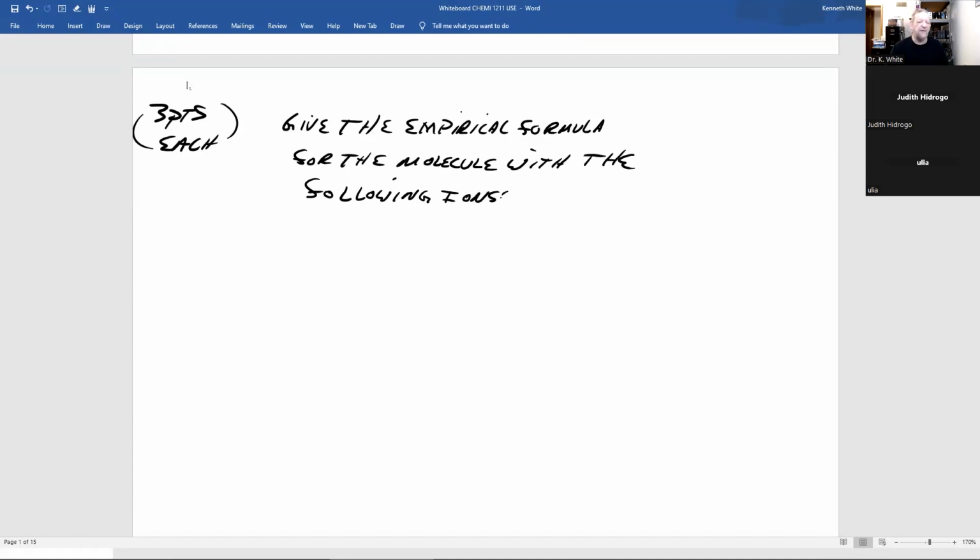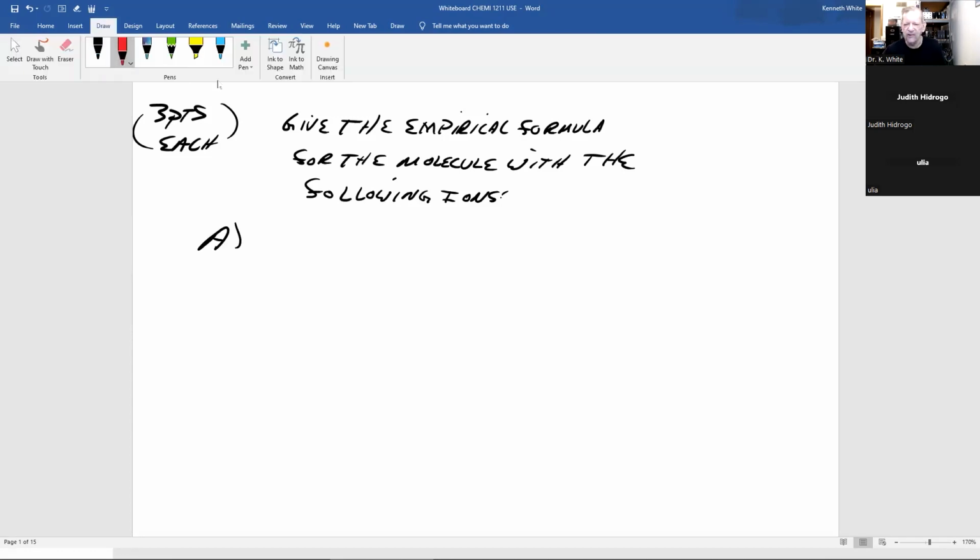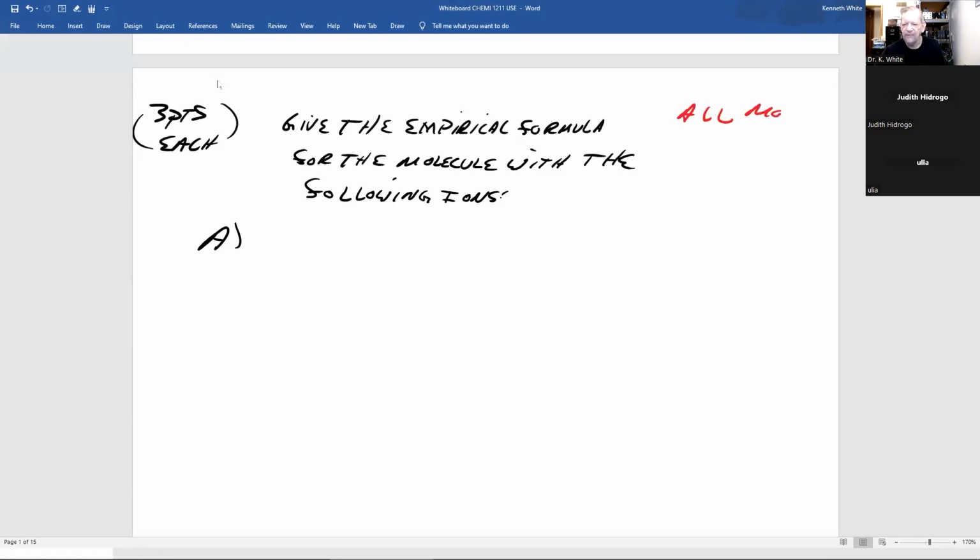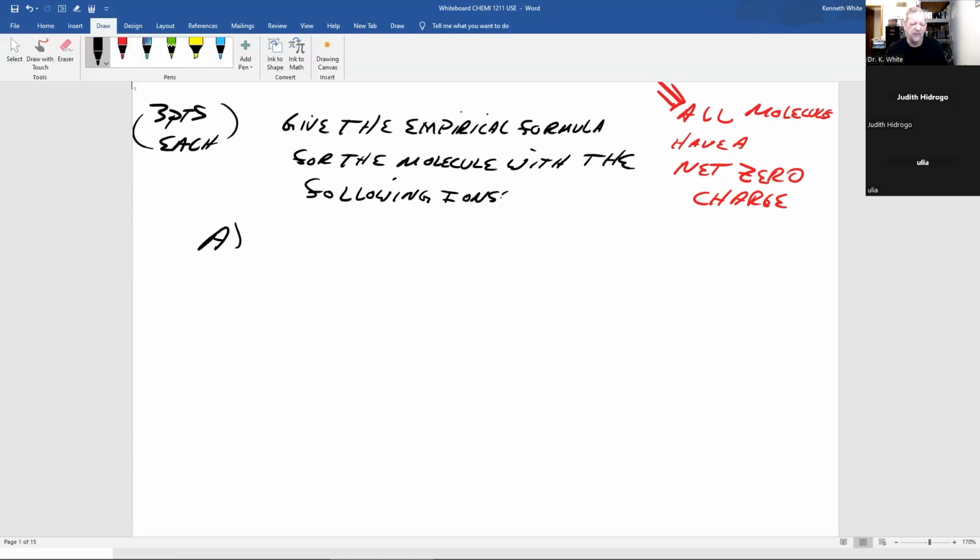Now, before I already did a problem like this, 3 points each, give the empirical formula for the molecule with the following ions. And what you should remember always is all molecules have a net zero charge. I wrote it in red because it's important. So how do we use this for a polyatomic ion? Well, let's look at the following.